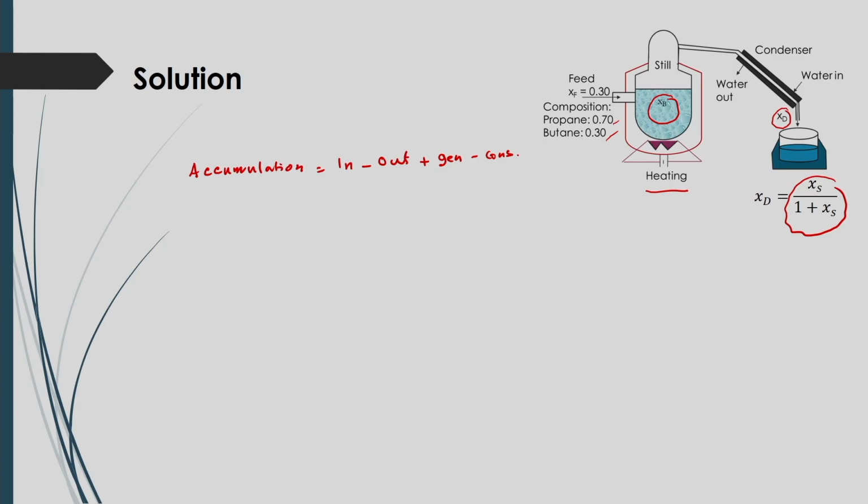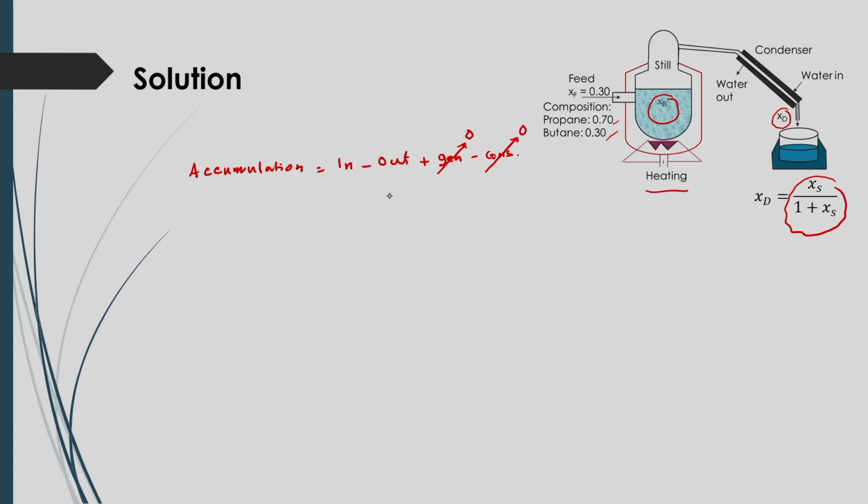Now in this case, since there is no reaction going on and no generation of the components, we can neglect generation as 0, and also there is no consumption of any materials for reaction, so we can neglect the consumption term too. So finally the material balance equation is accumulation equals in minus out.